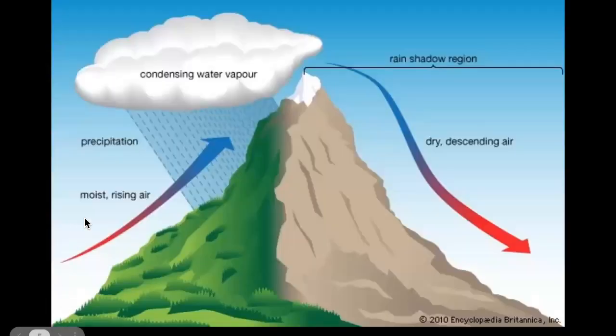So moist rising air, with wind often off the ocean, causes clouds to form and precipitation to fall. And the rain shadow region is where these clouds have given off all their moisture. On the descent, this is dry air because it has already given off all of its moisture.